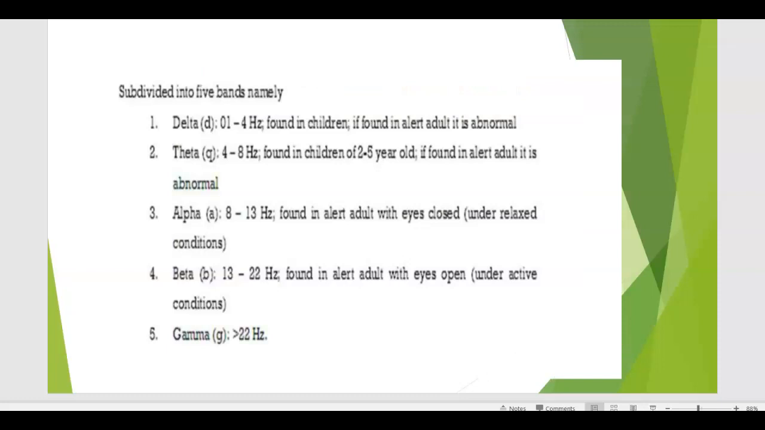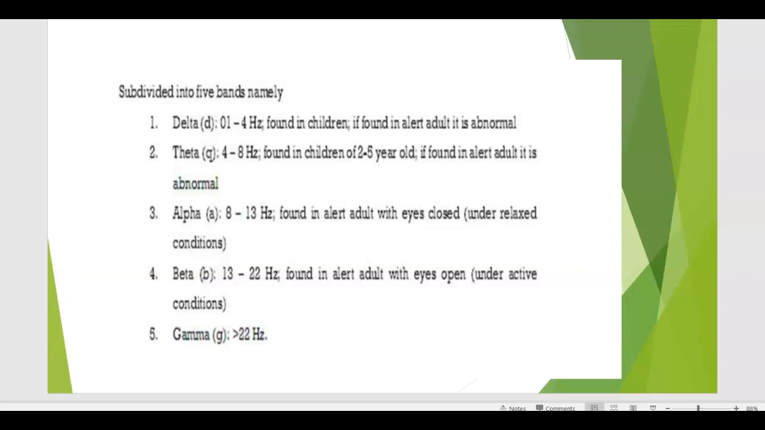The waveforms are subdivided into 5 bands. Delta, in the range 1 to 4 hertz, if found in children, is considered abnormal. Then theta, 4 to 8 hertz; if found in children of 2 to 5 years old, it is abnormal. Alpha, 8 to 13 hertz, is found in adults with eyes closed, that means under relaxed, normal condition. Beta, 13 to 22 hertz, is found in the alert state with eyes open.